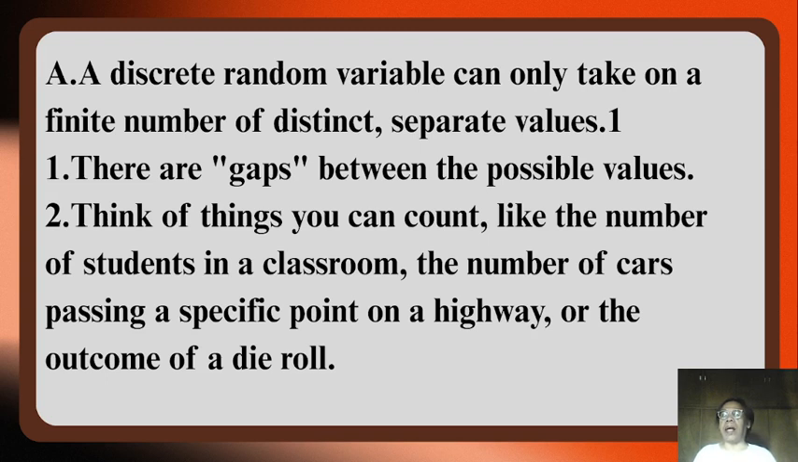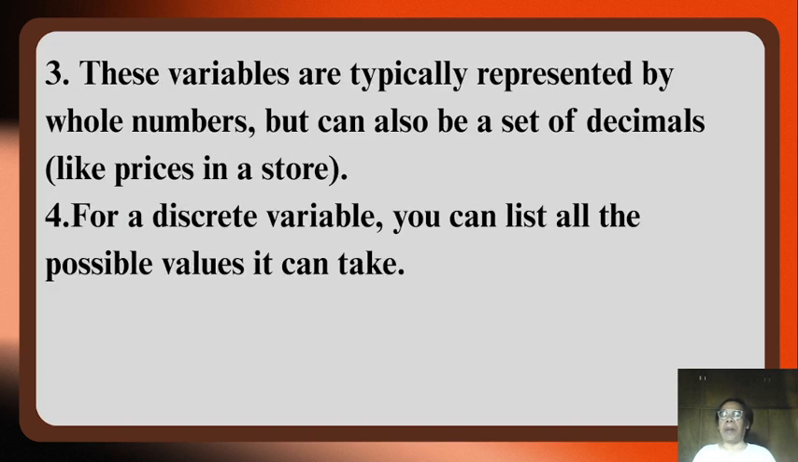Think of things you can count, like the number of students in a classroom, the number of cars passing a traffic point on a highway, or the outcome of a die roll. These variables are typically represented by whole numbers but can also be a set of decimals like prices in a store. For a discrete variable, you can list all the possible values it can take.